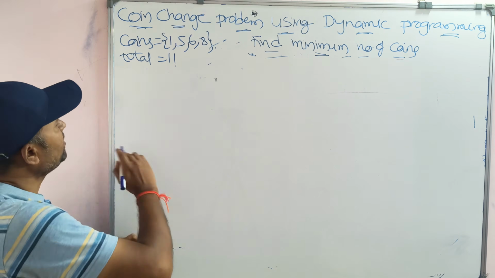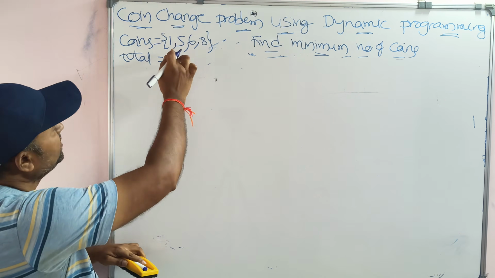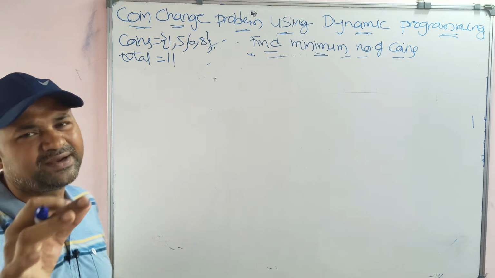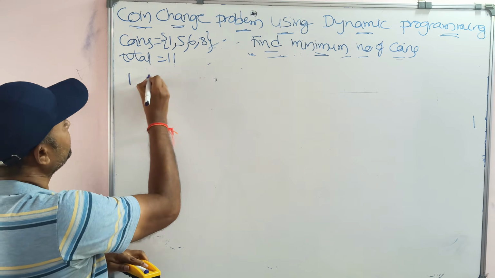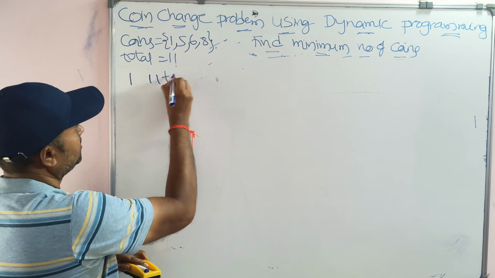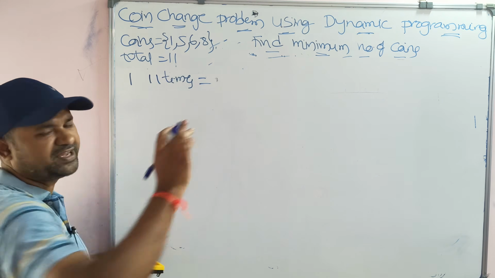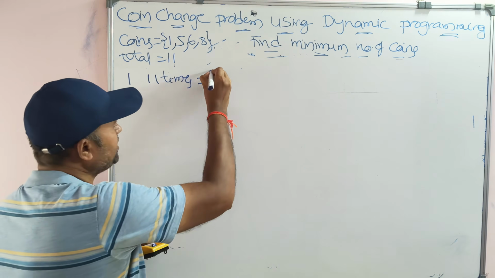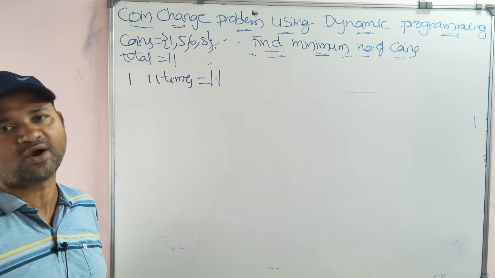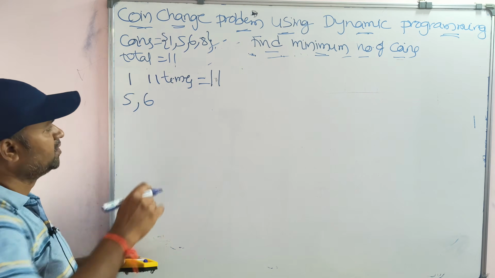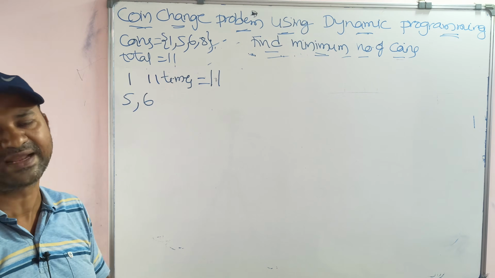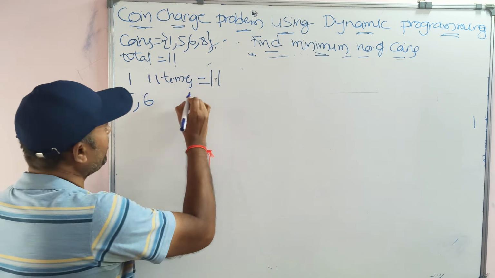Okay. So in order to make a total of 11, we can use a coin an infinite number of times. So we can use the 1 coin 11 times. So 1, 1, and likewise, we can use the 1 coin 11 times. So totally how many coins are required? 11 coins are required. Next, 5, 6. We can use 5 and 6 in order to make 11. So how many coins are required?